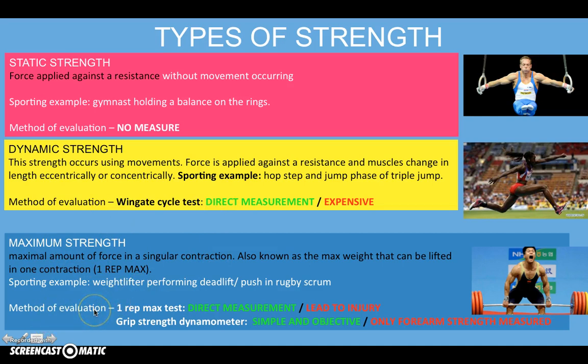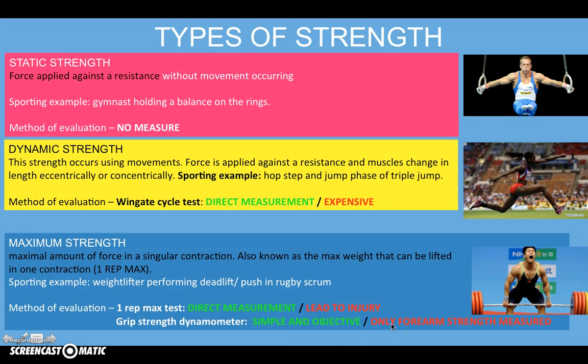Method of evaluation, we've got two methods. Okay, you've got the 1 rep max test. Positive about this is a direct measurement of strength. Okay, negative, it can lead to injury. We also have the grip strength dynamometer. This is simple and objective. Okay, it's really simple to use. It is literally just an instrument that you just squeeze together with your hands.